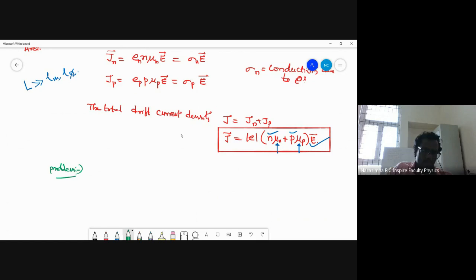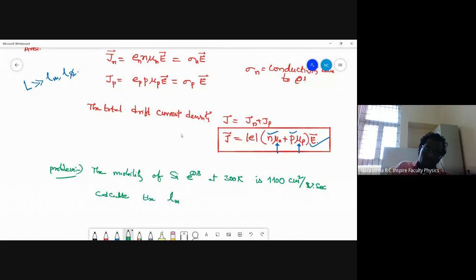Now let's take one problem. The mobility of silicon electrons at 300 Kelvin is, let's say, 1100 centimeter square per volt second. Now what you have to calculate is the mean free path of electrons using effective mass m star equal to 0.26 times the mass of an electron. Is the problem clear?